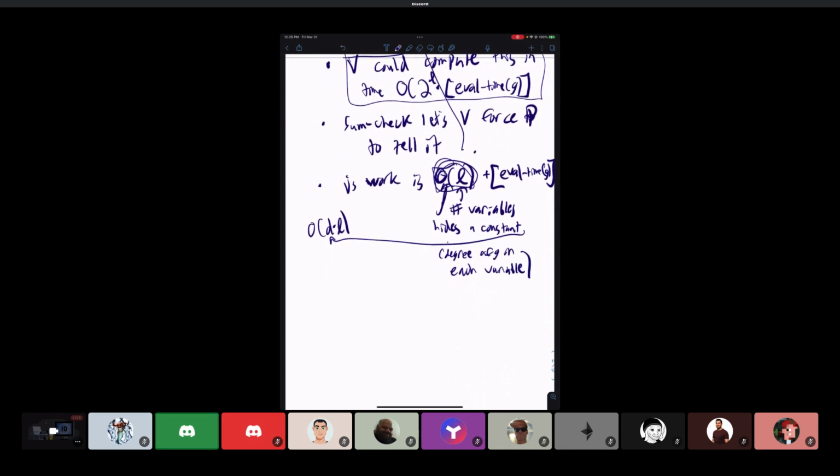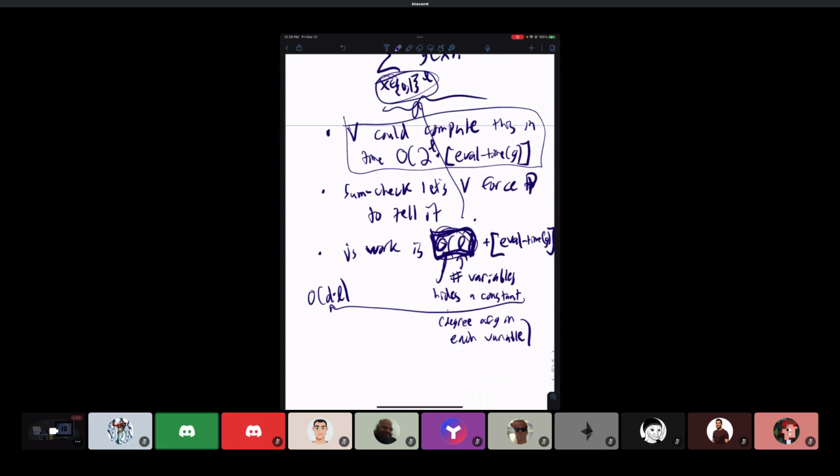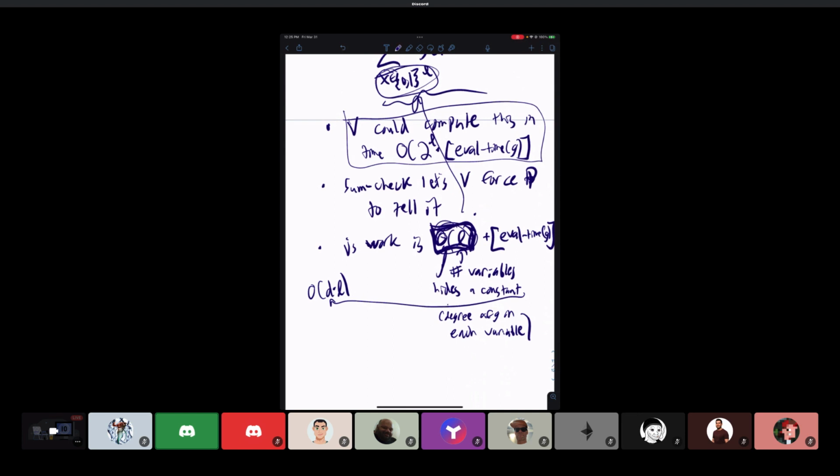Okay, but let's just think of the degree of G in each variable as being 2, and let's think of L as small enough that we don't really care about this order L work. In which case, the SumCheck protocol, from the verifier's perspective, is reducing the work from 2 to the L evaluations of G down to just 1 evaluation of G.